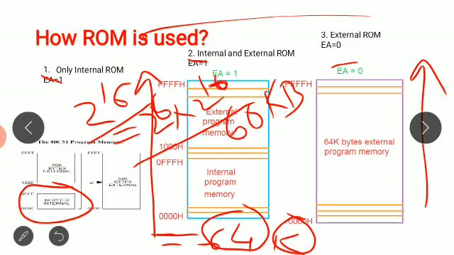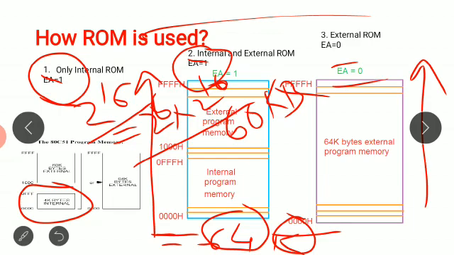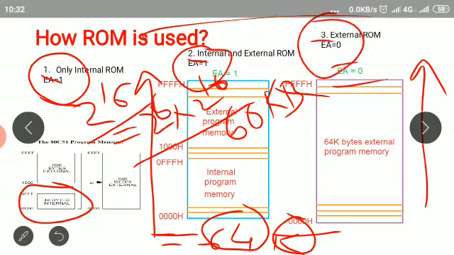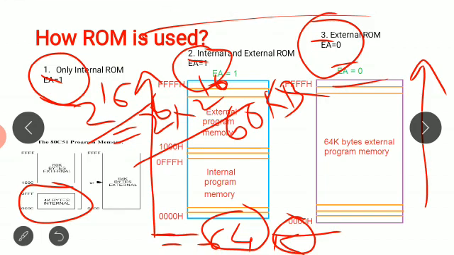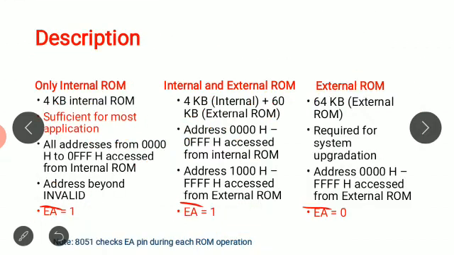While when EA bar is equal to 0, that would mean that you want to use only the external ROM. Okay, so the memory locations from 0000H to FFFFH basically refer to the external ROM address only. I hope that is clear. So EA bar equals 1 means you want to use internal, or internal and external ROM, and if EA bar is equal to 0, you are interested in using the external ROM. Okay, so this is what I have already told.